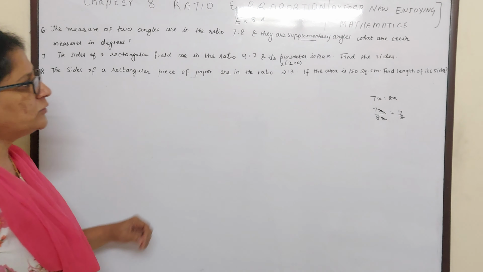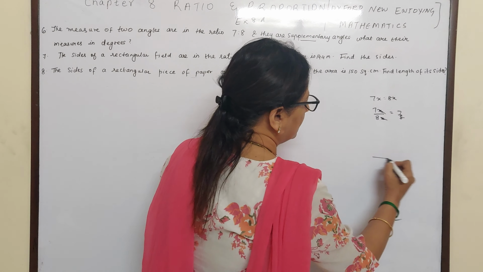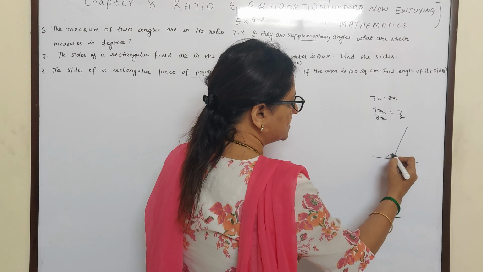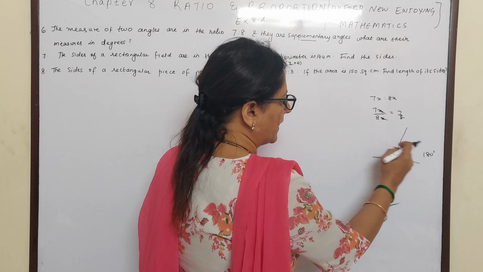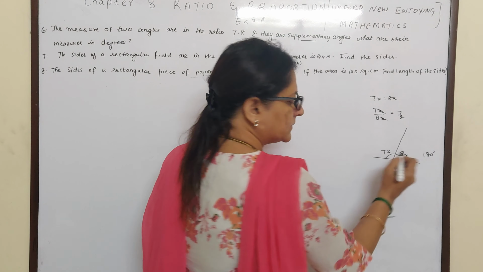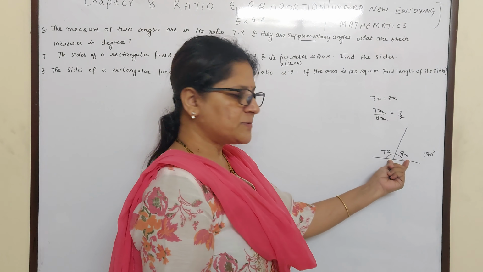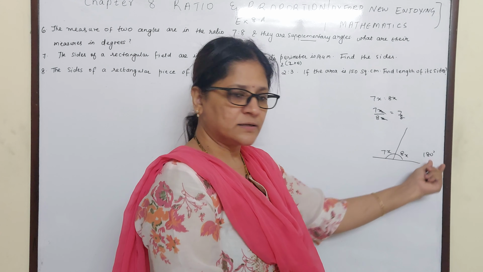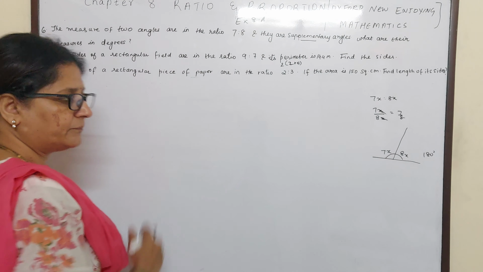So what we will do here, let us understand what supplementary angles are. Supplementary angles means angles whose sum is 180 degrees. That means this 180 is divided into two angles in the ratio 7x is to 8x. That means their total will be equal to 180, right? 7x plus 8x will be the total, and this will be equal to the supplementary angles. So I can equate this with this 180, right?